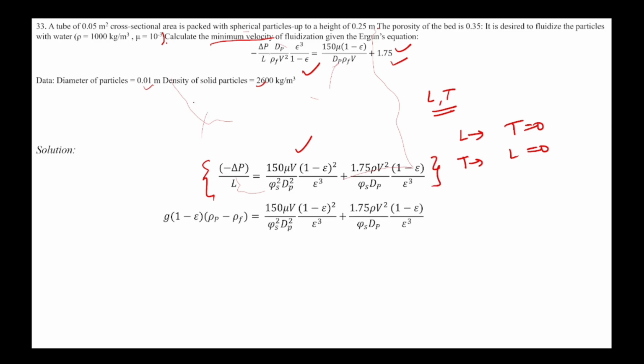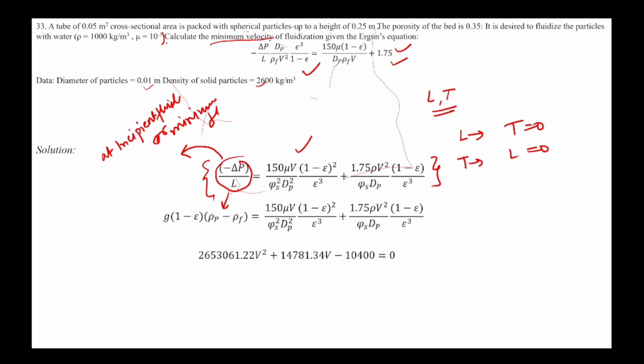At incipient fluidization or minimum fluidization, both are the same, this whole term becomes this. After putting all the values, we will get this equation, and this is a quadratic equation. Just apply Sridharacharya's quadratic formula. So we will get velocity 60 mm per second.